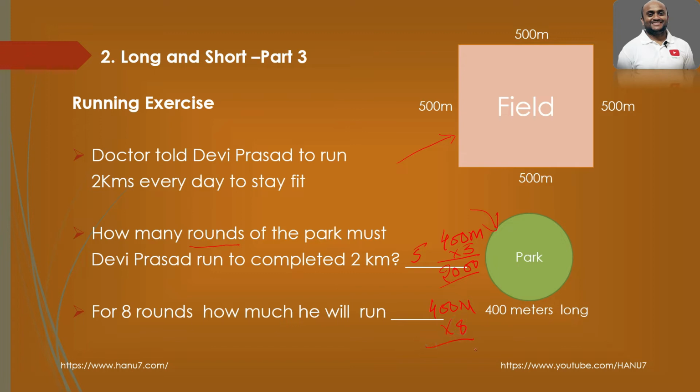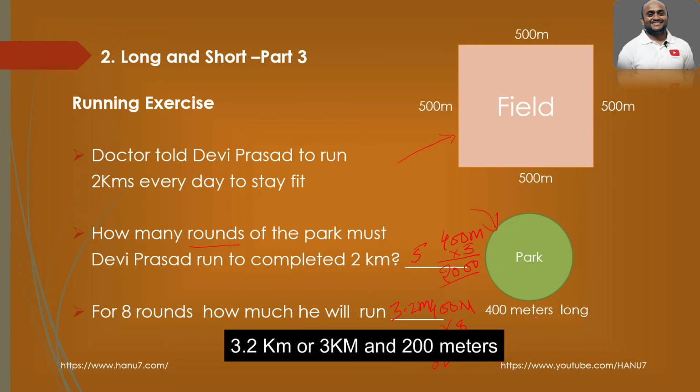So do it: 0 0, and here you will get 32. So 3200 meters is equal to how much? This we also saw in the last session, that is 3.2 kilometers. Okay, so like this you have to write your answers. 3.2 kilometers. How did I get it? 400 into 8.